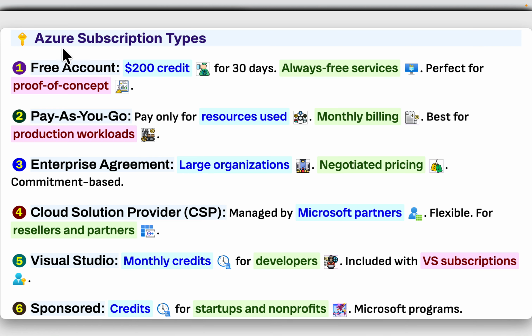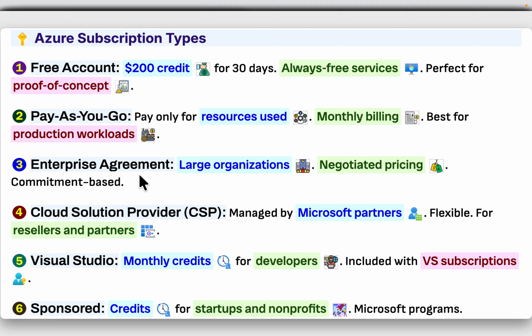So next is Azure subscription types. The first one is the free account. You get $200 credit for 30 days, and there are always free services, and this is perfect for proof of concept kind of experimentation because it's available only for 30 days. Next is pay as you go. So you pay only for resources used. This is monthly billing and best for production workloads.